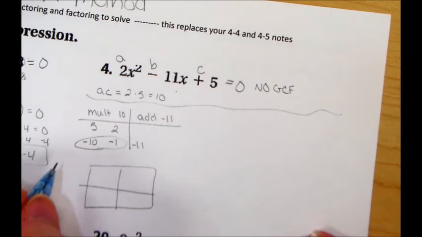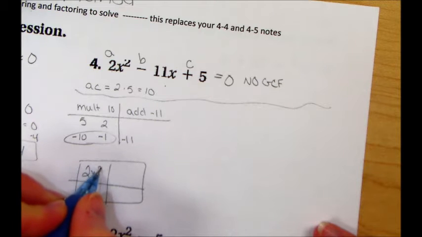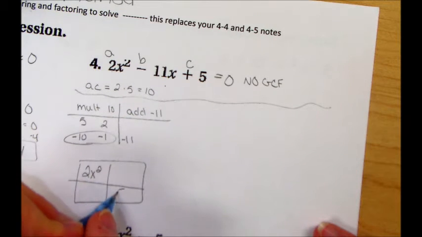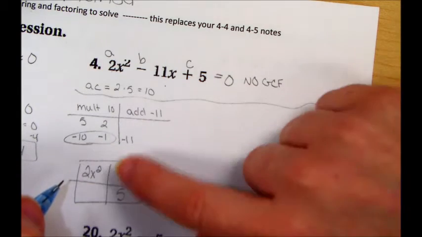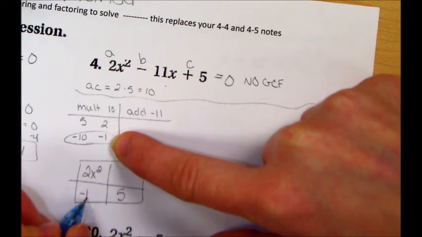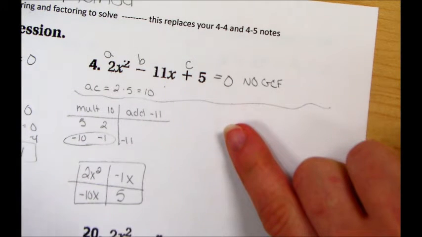When you move to your box, you put the first term in the first box, 2x squared. You put the last term in the last box, positive 5. You put these two numbers that you just figured out, like the pieces of the puzzle, here and here with an x. Yes, they are allowed to be switched.